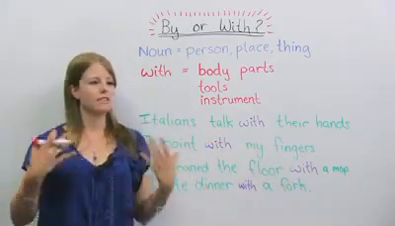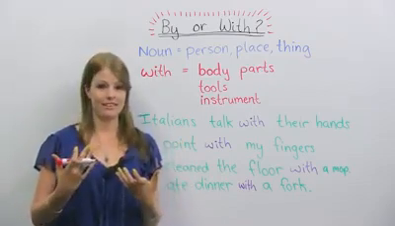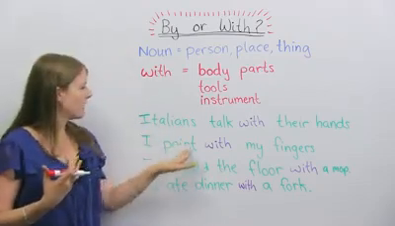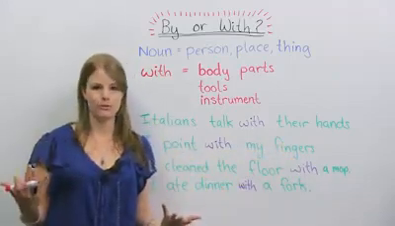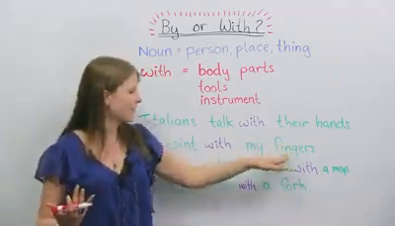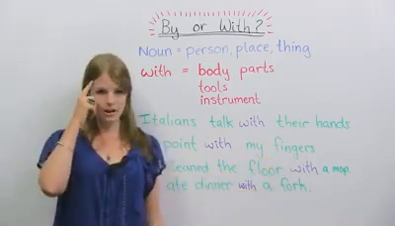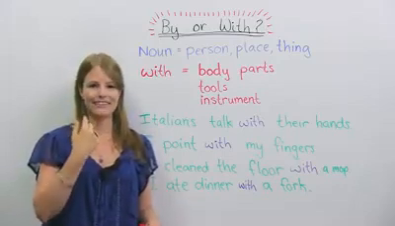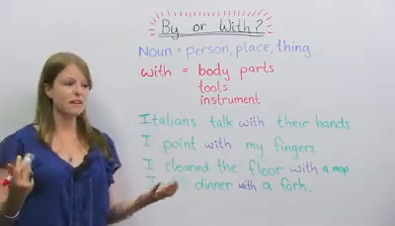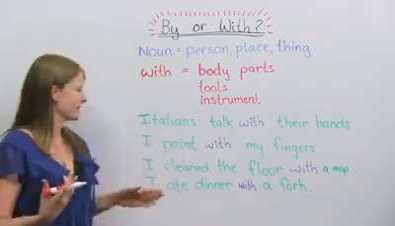Maybe, you know, people who are deaf often talk with their hands. I point with my fingers. I point with my toes. Okay, so again, we have another body part, fingers. I think with my brain. I smile with my teeth and lips. I run with my legs. Okay, so we use it for body parts.